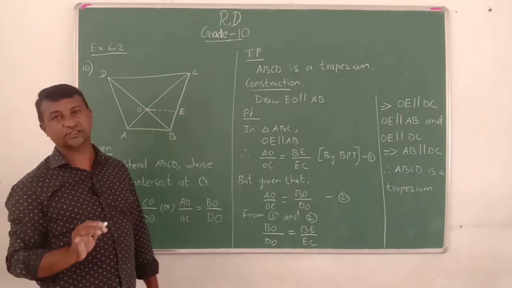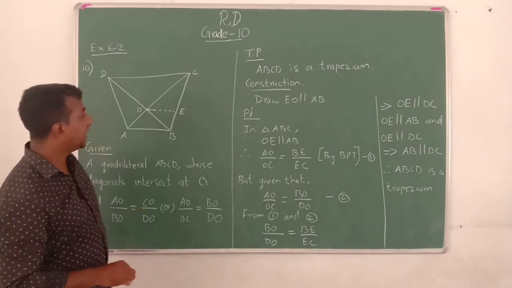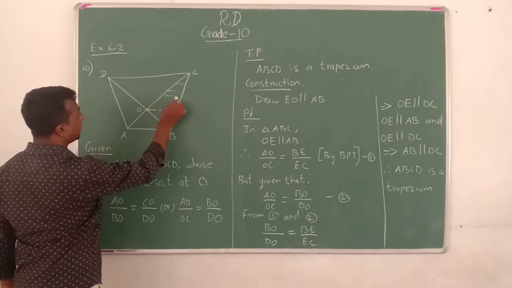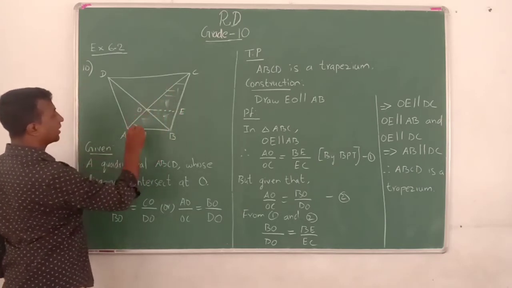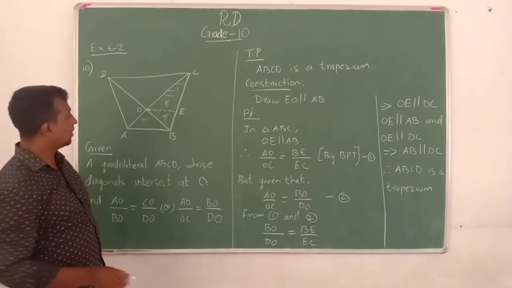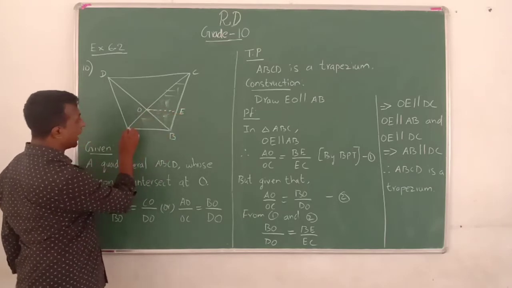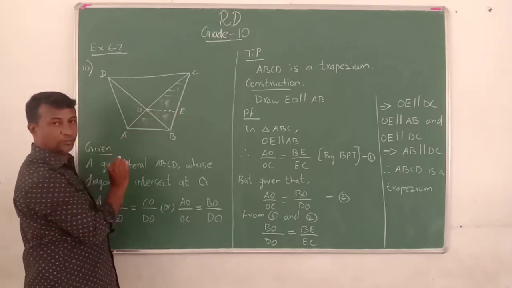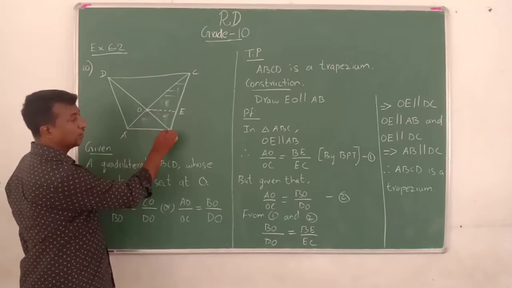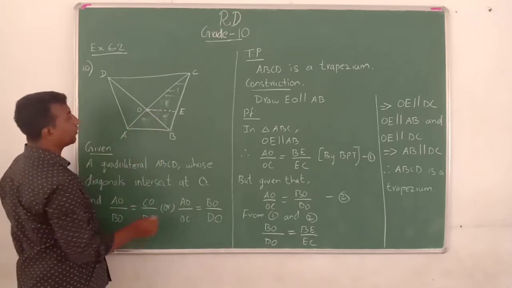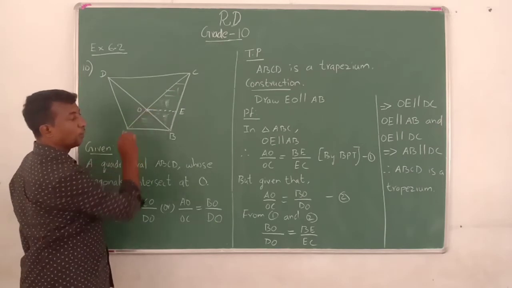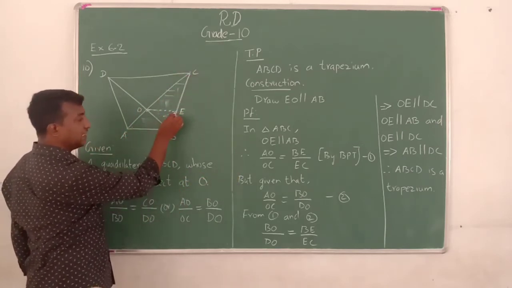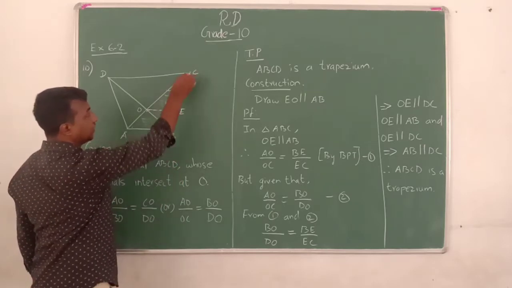So this is the first step. Now take the triangle ABC. Take this triangle alone. Here OE is parallel to AB. If these two lines are parallel, now apply BPT. What will happen? AO by OC will be equal to BE by EC.